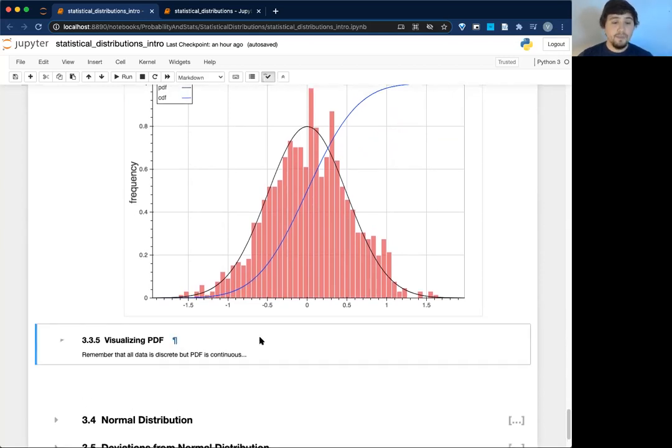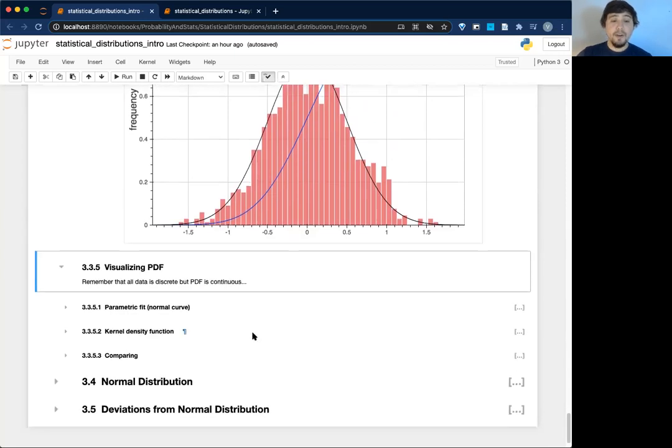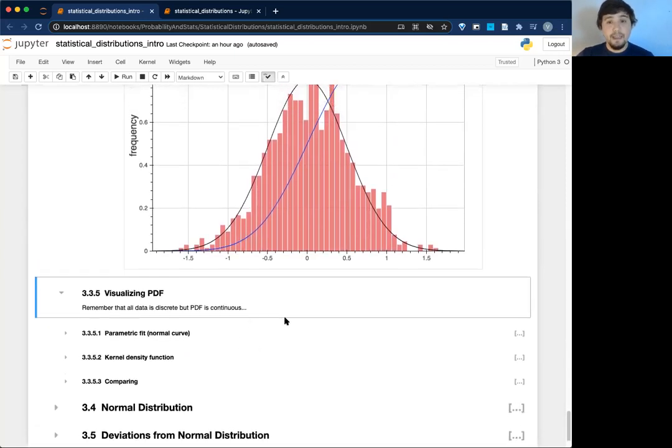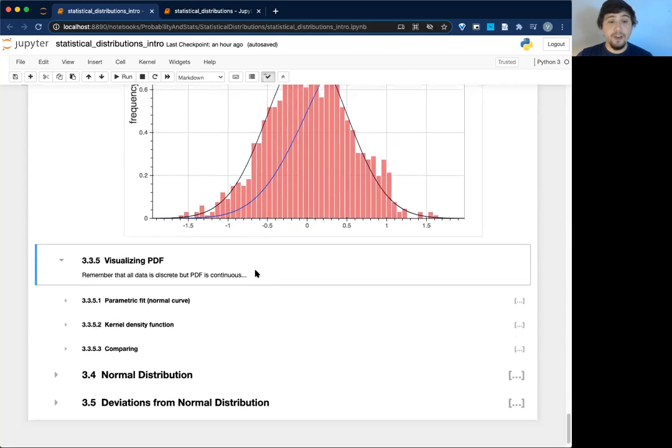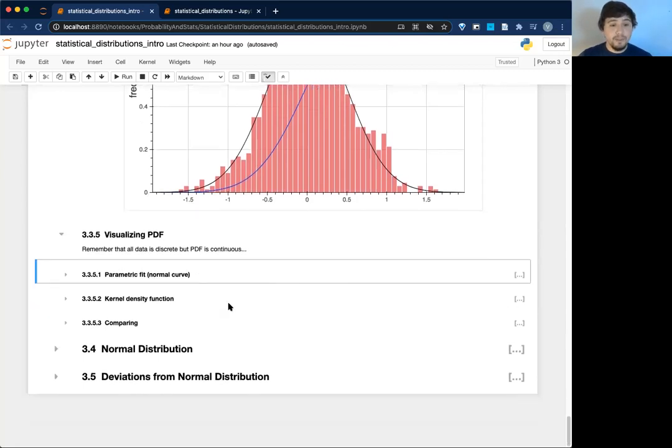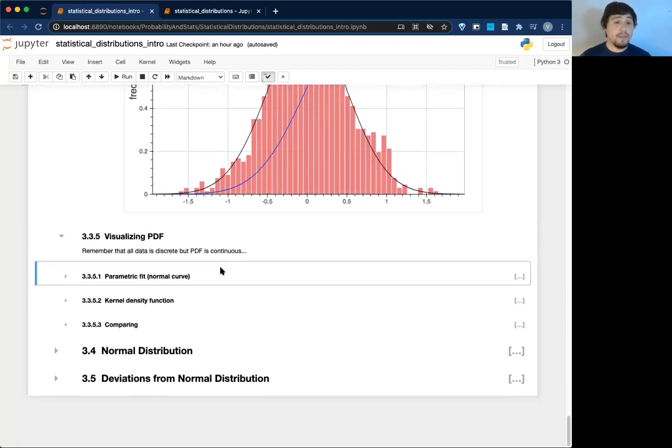All right. So one thing to note is that actually creating this PDF, this is really smooth, but in reality, no data is actually continuous. It's always discrete, right? True continuous data is just not a real possibility, even if you're talking about things that should be continuous. So how do you actually get this? One way to do this is through a parametric fit.